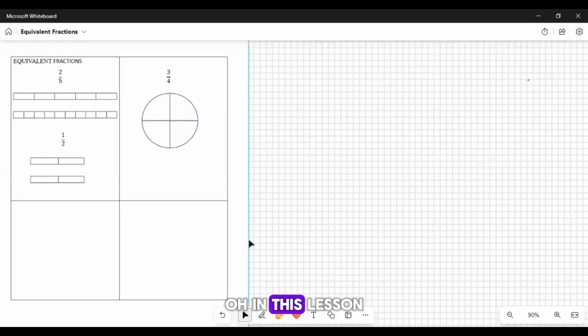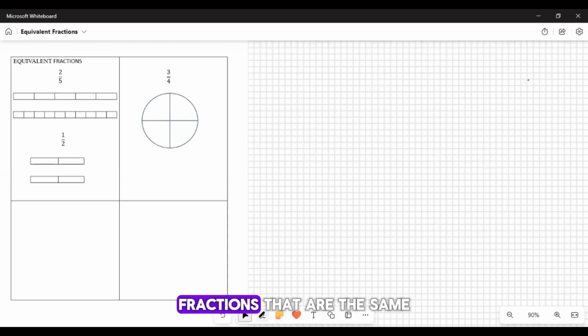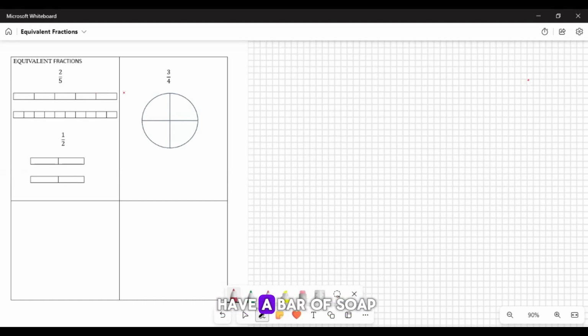In this lesson, we'll be talking about equivalent fractions, fractions that are the same. So let's say I have 2 out of 5, and 2 out of 5 means that we have a bar of soap that has been divided into 5 equal portions, and we are taking 2. So this portion out of the 5 portions.